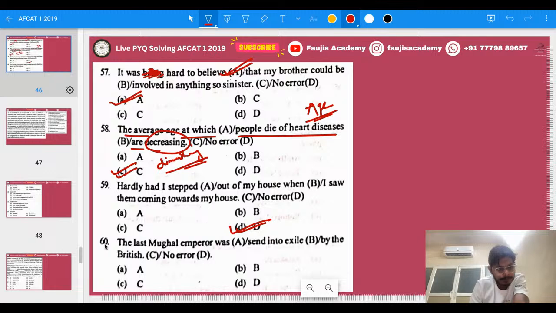The last Mughal emperor was sent to exile by the British. Yes, Nick, you need to write down the question number and then the answer. Question number 60. What do you guys think is the answer? Quick, quick, quick. What is the answer, guys?